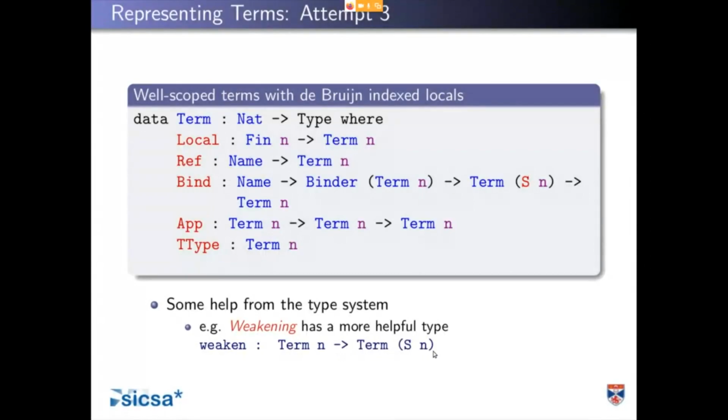It doesn't have a perfectly helpful type, because one of the difficulties with weakening is when you go under a binder. If you're weakening something of the form bind, you go under the binder. You can't just add one to all of the variables because you might be adding one to the wrong variable. The variables that are under the binder, you don't add one to them, but the variables outside that, you do add one to them. So you don't have that help from the type system, but you do have some help from the type system. So you'll get a well-scoped term. It just might be the wrong well-scoped term.